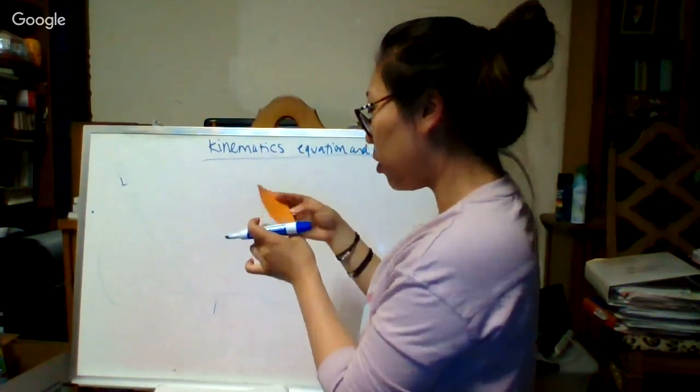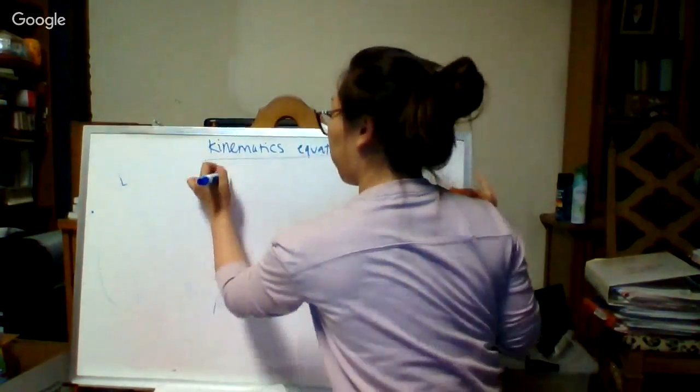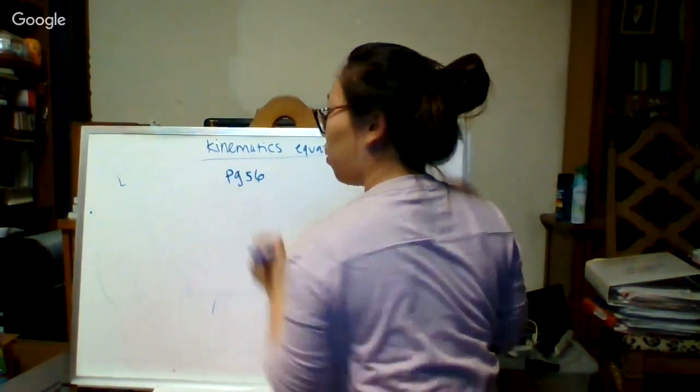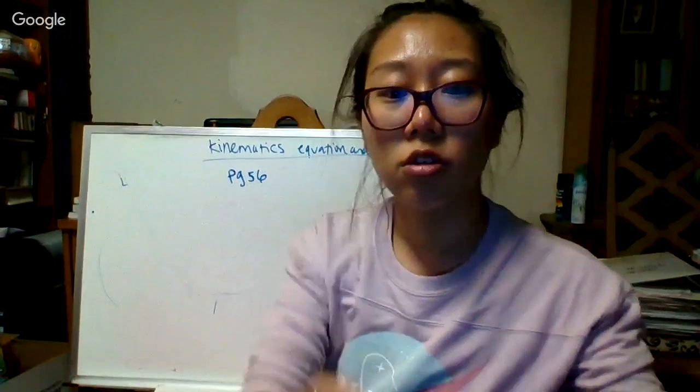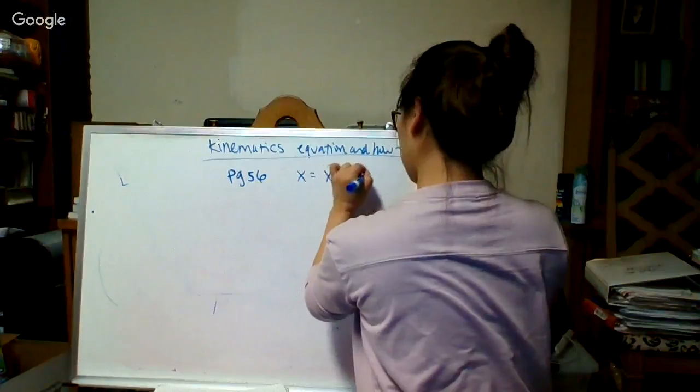Okay, kinematics equations. There are 5 that they have listed, and it's actually in your book. It's on page 56. But I will list them for you anyway, just so you have them. It's x equals x0 plus v0t.